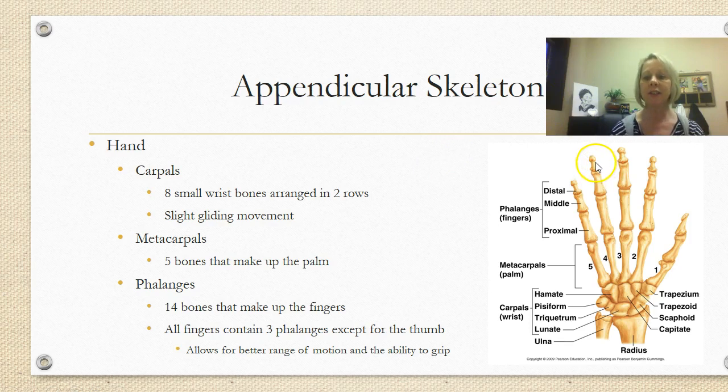The hand has phalanges. Phalanges are the finger bones, and there's 3 of those per finger, except for the thumb, which only has 2. And then the metacarpals are these bones here in the palm region. And then also there are carpals, which are your wrist bones. Really, though, these are in the hand. The ulna and the radius.